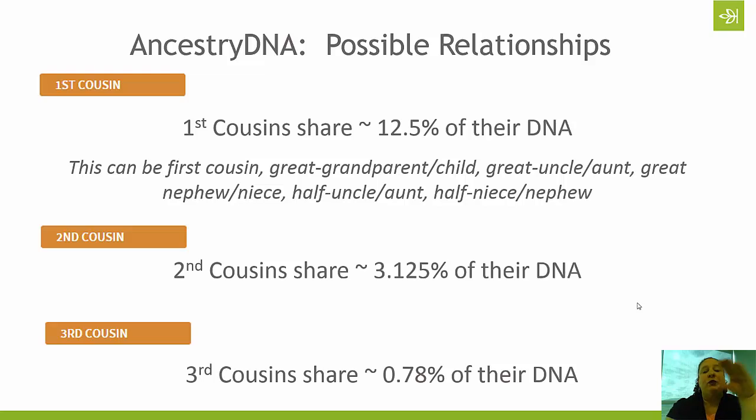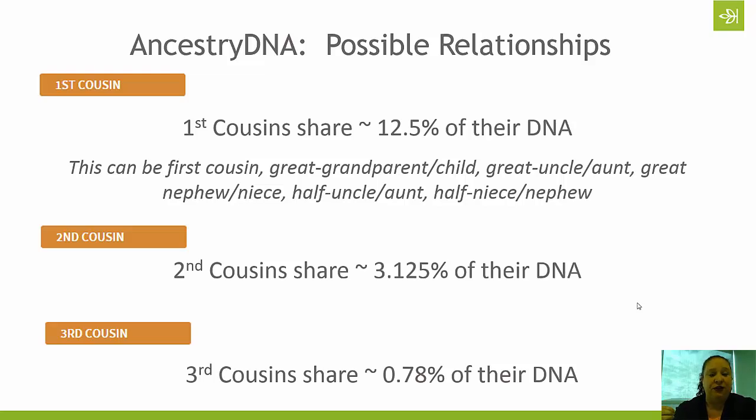The next category on Ancestry is first cousins, and first cousins share about 12.5% of your DNA. But we just label that, just like we label immediate family or close family, the label is first cousin, but you have to think that there are other possible ways people could be related and still share about 12.5% of their DNA. They could be a first cousin. First cousins mean that you each have a parent who was a full sibling to each other. They could also be a great-grandparent or a great-grandchild, a great uncle or aunt. Now, a great uncle or aunt is the full sibling of your grandparent, okay?